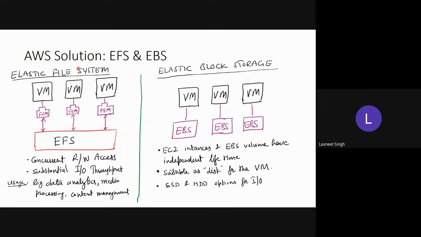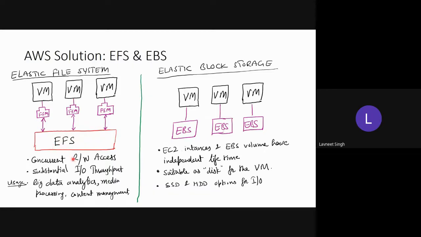Okay, so AWS provides two kinds of solutions for that. One is called Elastic File System, and second is called Elastic Block Storage. So EFS and EBS. EFS is a kind of a file system which could be shared across multiple VMs through file system modules. Okay, so you can have a concurrent read-write access because all the VMs are connected to virtually the same file system.